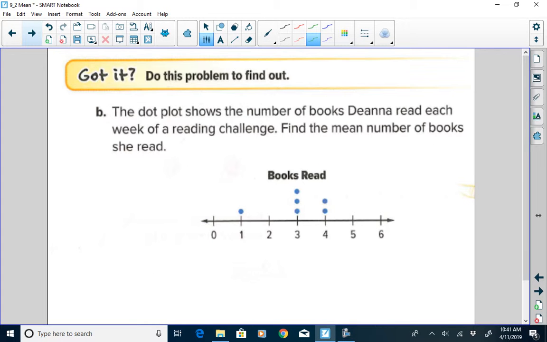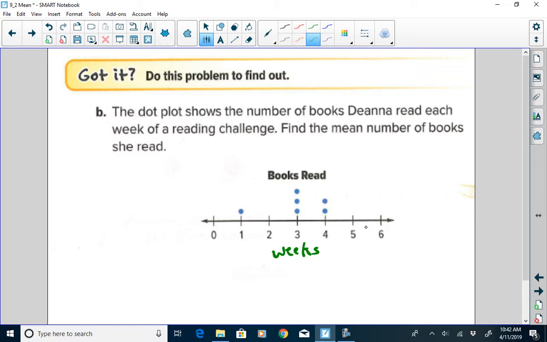Alright, another example. This dot plot shows the number of books Deanna read each week of a reading challenge. Find the mean number of books. Well, there were 1, 2, 3, 4, 5, 6 weeks of the reading challenge. Week number 1, she read 1 book. Week number 2, she didn't read any books. Week number 3, she read 3 books. So she read 1 book, plus 2 books, plus 3 books, plus 4 books, plus 5 books. She's read a total of 6. What is that? Let's see.